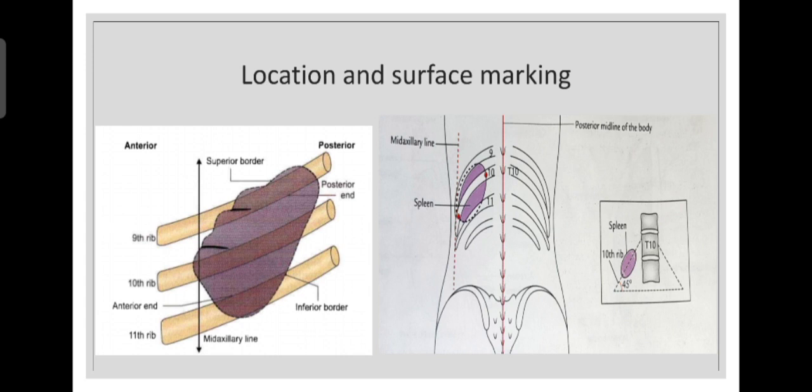Then we will see about the surface marking. Surface marking is done on the posterior wall of the body on the left side. We saw the location of the spleen that will be applicable in the surface marking, as we will mark spleen along the direction of the 10th rib, as it is the axis of the spleen from the mid-axillary line, and the superior border on the 9th rib and inferior border on the 11th rib. Its medial end is 5 cm away from the 10th vertebra and its lateral end is present at the mid-axillary line.